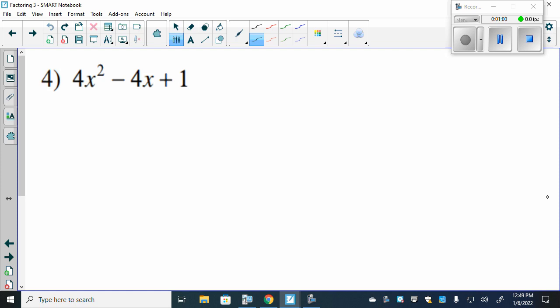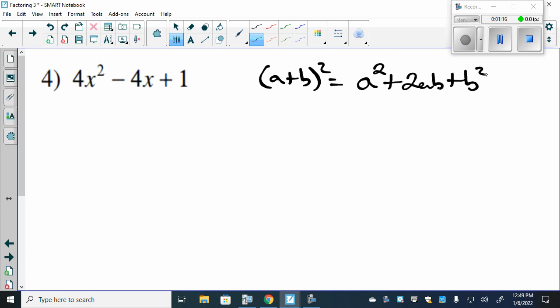We were given a theorem for this, that a plus b squared is going to be the same as a squared plus 2ab plus b squared. We also have that a minus b squared is going to be a squared minus 2ab plus b squared. So if we have a quadratic in the form a squared plus 2ab plus b squared, it will factor into a plus b squared. Or if we have it in the form a squared minus 2ab plus b squared, it'll factor to a minus b squared.